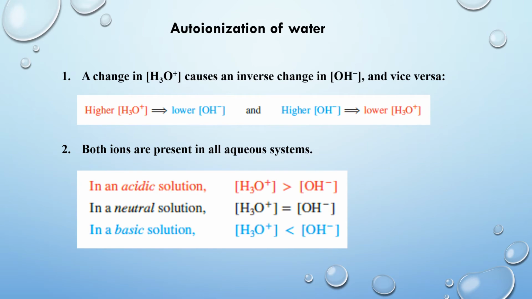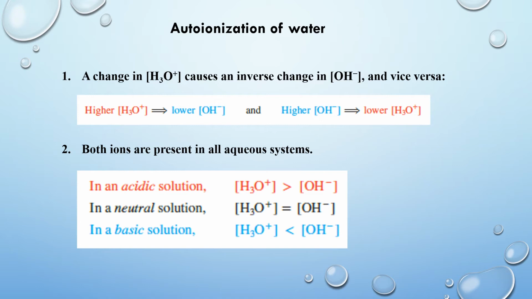So if you add acid or base into water, that's going to change the amount of proton or hydroxide. If you add acid, that's going to increase the amount of the proton. If you add base, that's going to increase the amount of the hydroxide. So a change in the concentration of proton will also cause a change of the hydroxide, and that change is an inverse change. If you increase the proton concentration, that will decrease the concentration of hydroxide. Similarly, if you increase the concentration of hydroxide, it's going to lower the concentration of the proton.